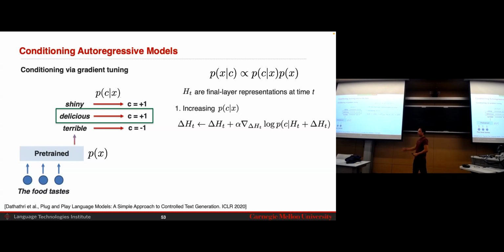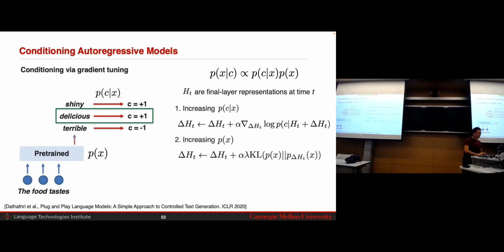And you can do that just using gradient ascent. The delta h_t is delta h_t plus some learning rate times the gradient with respect to delta h_t of the log likelihood of predicting my correct attribute c given h_t plus delta h_t. So gradient ascent in the p of c given x space. And you also want to do gradient ascent in the p of x space.